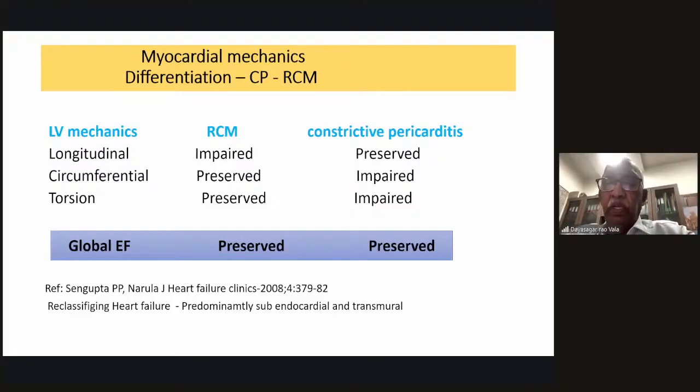So Dr. Narula and Dr. Partho Sengupta presented data reclassifying heart failure, whether it is predominantly subendocardial, transmural or subepicardial. So if you classify the heart failure in that way, based on the tissue Doppler characteristics, probably you can think of constrictive pericarditis earlier than restrictive cardiomyopathy. Can I have the next slide?